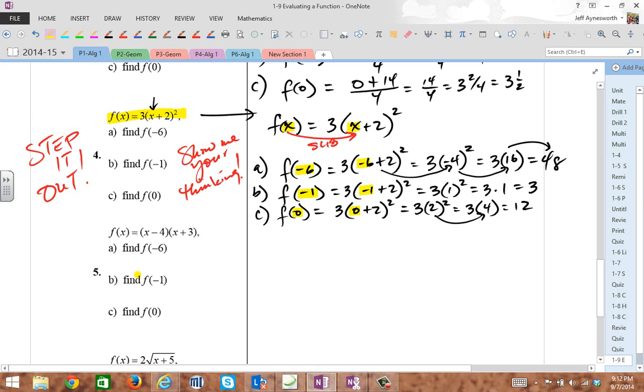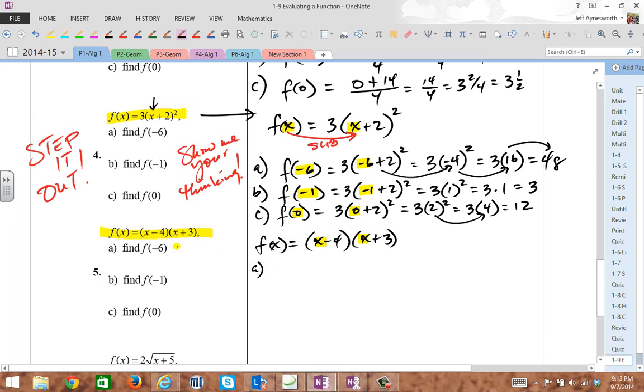All right, now let's take a look at the next example here. On this one here, we've got f of x, everybody say f of x, is equal to x minus 4 times the quantity x plus 3. Now on this one here, we got to substitute in 2 locations, here and here. Aha! All right, so let me lead you on this first one here.